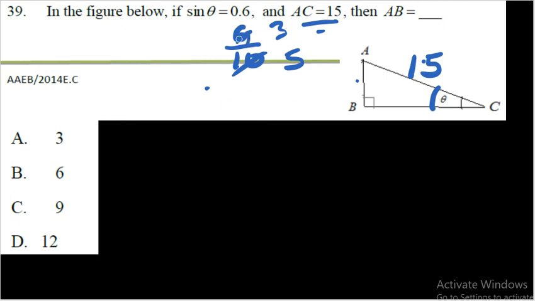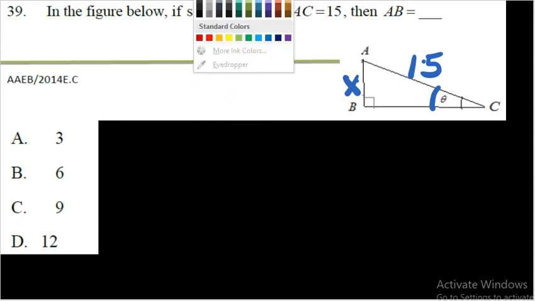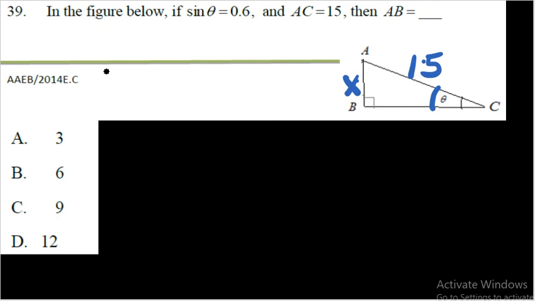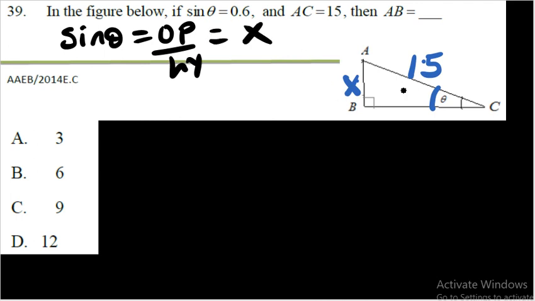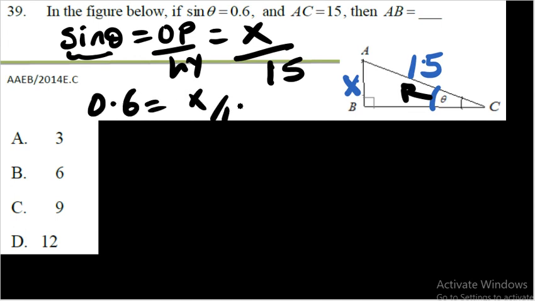So what is asked? AB. We need to find AB. Let's say this one is X. This is what we are looking for. Okay, then what we can do now, sine theta is already given to you. What does sine theta mean? Sine theta is equal to opposite over hypotenuse. That means the opposite side is X for this angle. Which one is opposite? The side which is found in front of the angle, that is X, over the hypotenuse side already given to you, 15. But sine theta is given to you as how many? 0.6. So 0.6 is equal to X over 15.